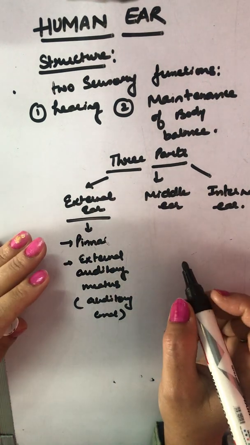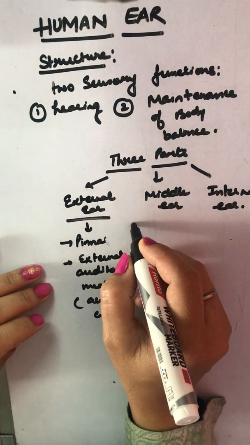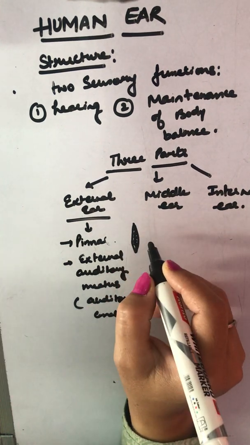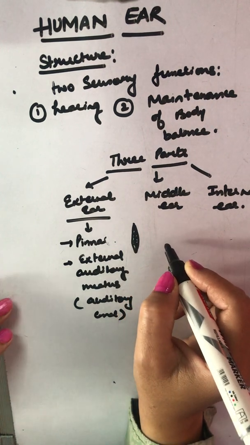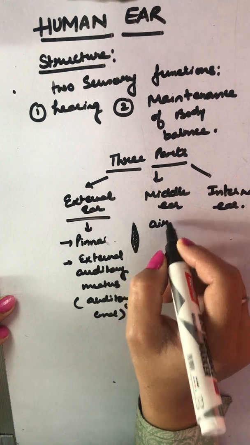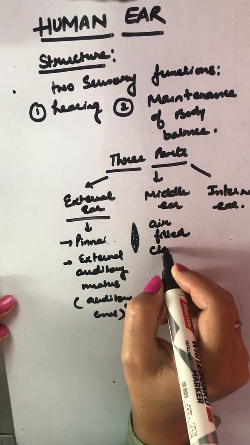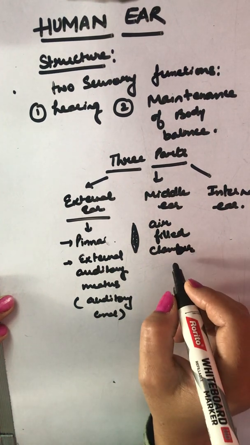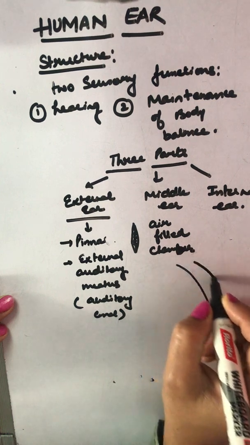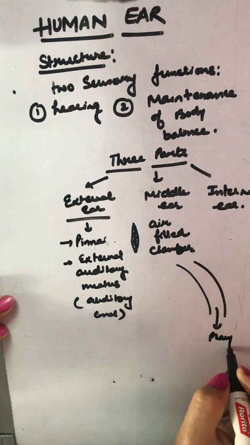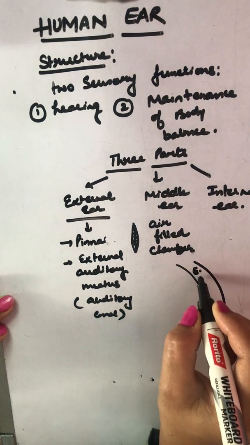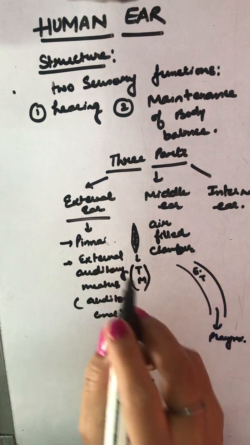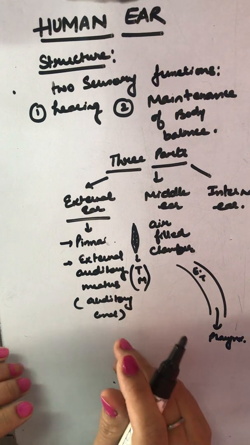Now, here comes the tympanic membrane in between. This tympanic membrane separates the external ear from the middle ear, and the middle ear is an air-filled chamber, which is connected to the pharynx by the Eustachian tube. From here, the Eustachian tube leads to the pharynx. This is the tympanic membrane. We will draw the complete structure, but this is the layout we have to write first.